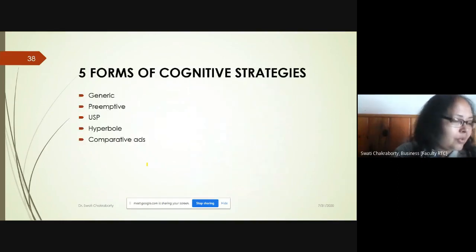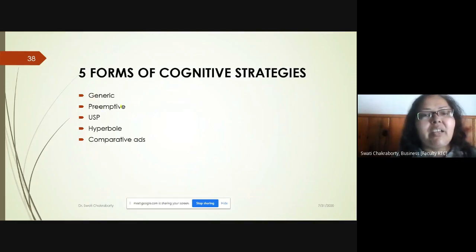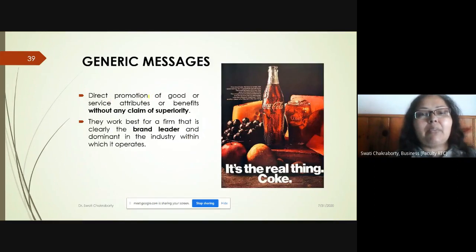There are five forms of cognitive strategies that we have. That is generic, preemptive, USP, hyperbole, and comparative ads. So generic messages are a direct promotion of good or service attributes or benefits without claim of superiority. You're not saying it's the best. It's saying it's the real thing. So you're just talking about the good things, right?